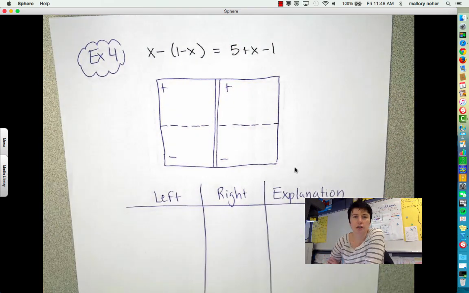I would encourage you for this last one to pause the video and see if you can do this problem on your own first. See if you can get it right to know if you're getting the handle of this.